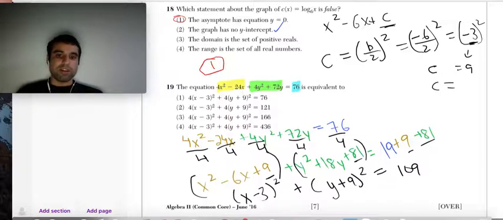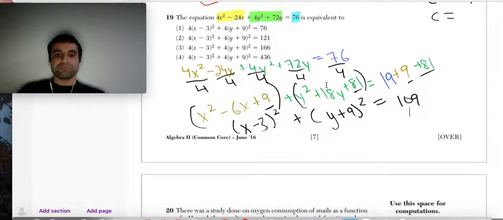But none of the answers have this as an equation because of this 4 being multiplied. So you could either divide all these equations by 4 or simply do this. I'm going to scroll down. Pause the video if you need to. Basically, all we have to do is multiply by 4 here, 4 here, 4 here. Remember I told you all these are the same? So what do we get on this side? We get 4 times x minus 3 squared plus 4 times y plus 9 squared. 109 times 4 is 436, my friends.